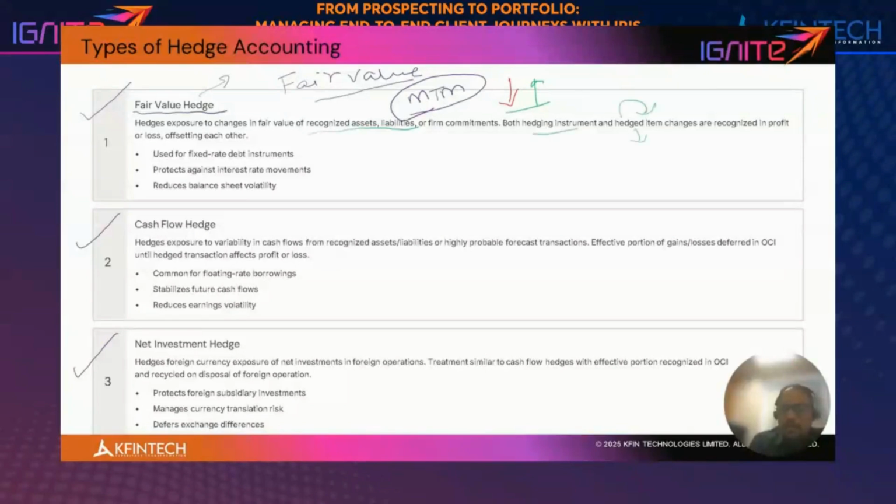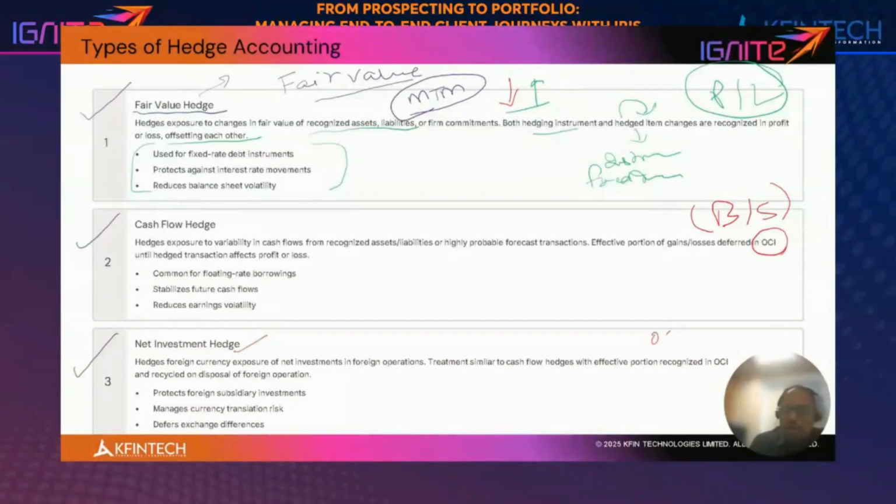Hedged item means the underlying instrument. Suppose it's a fixed income bond, these are recognized in profit or loss, offsetting each other. Fair value hedge will go through P&L. Cash flow hedge will go through the balance sheet, because here it goes through the OCI. Similarly, net investment hedge will go through the OCI, the balance sheet.